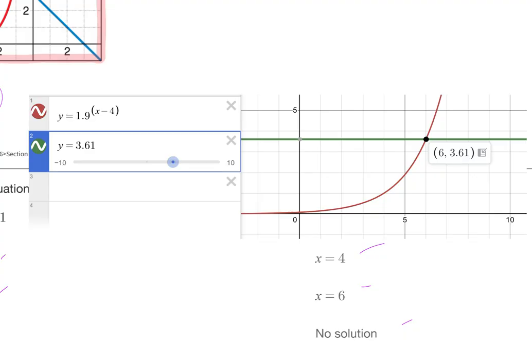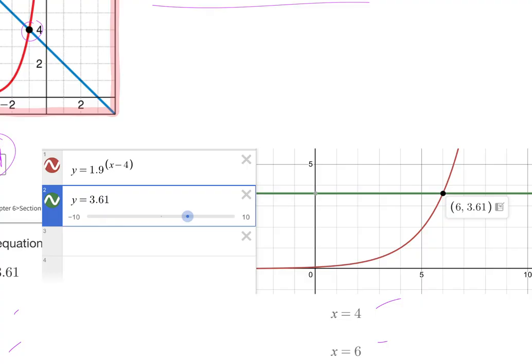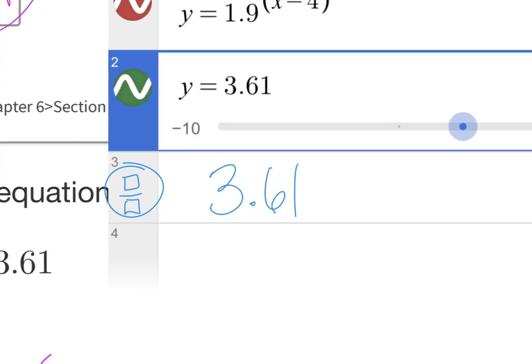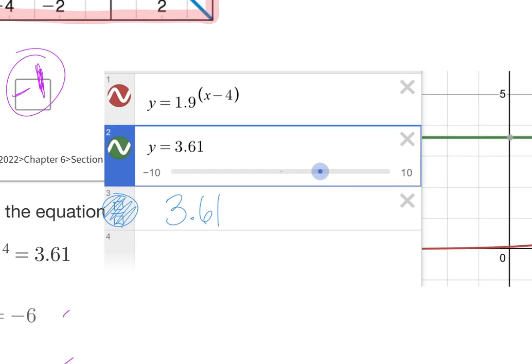If you got to Desmos and tried typing in 3.61, like let's say you put it right here, it didn't do anything. That's because it gave that kind of looking symbol over to the left, and no matter how many times you tried to click it, it didn't do anything. So in order to put it on the graph, you have to say it's y equals.